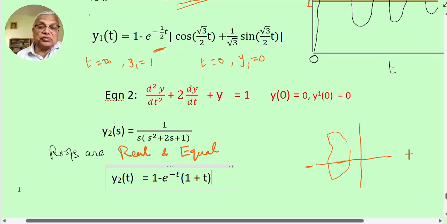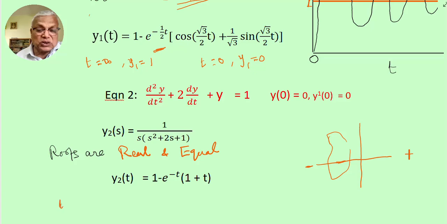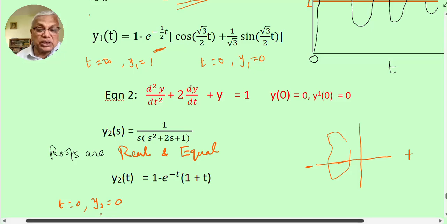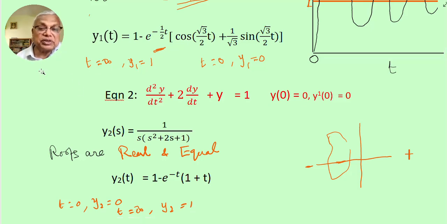Here also you find the same. When t equal to 0, y2 equal to 0. When t equal to infinity, y2 equal to 1. Like in the previous case, here also it is going to start from 0 and end at 1.